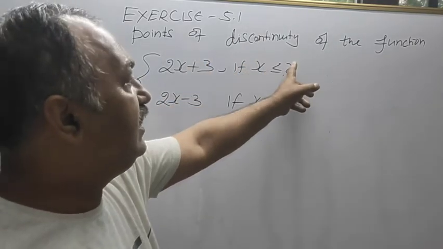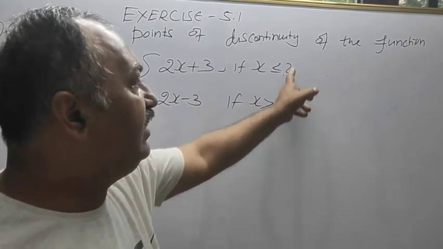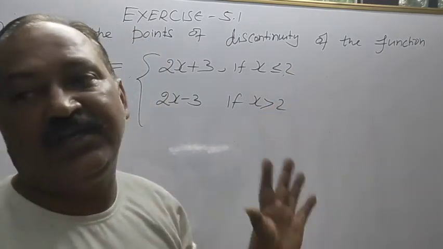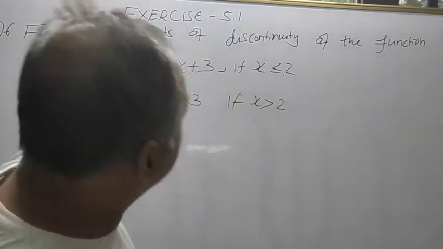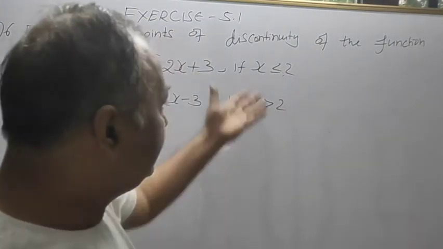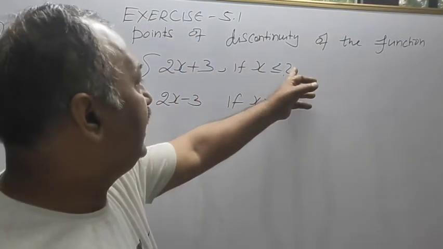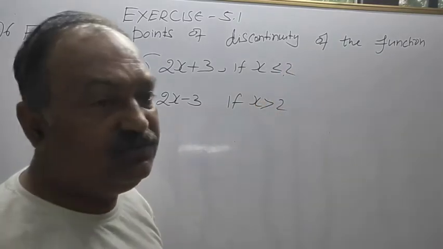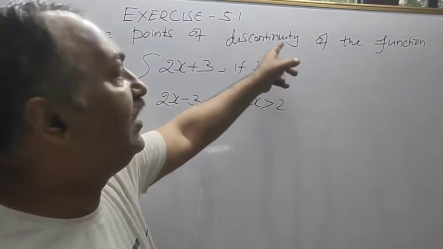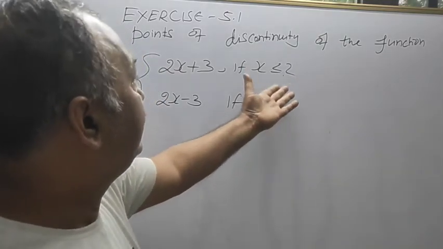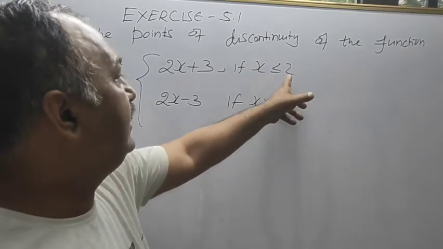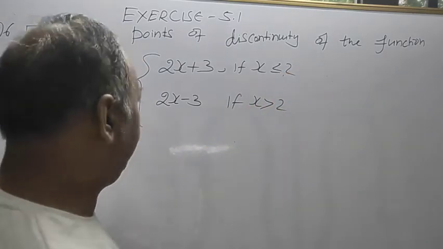डिसकंटिन्यूटी चेक करने के लिए केवल आपको इस एंड पॉइंट पर ही कंटिन्यूटी चेक करनी होगी. यदि इस पर कंटिन्यूस है तो फंक्शन कंटिन्यूस होगा ऑल ओवर द डोमेन, and if it is not continuous at this point 2, then 2 will be the point of discontinuity. So let us check discontinuity or continuity at x is equal to 2.